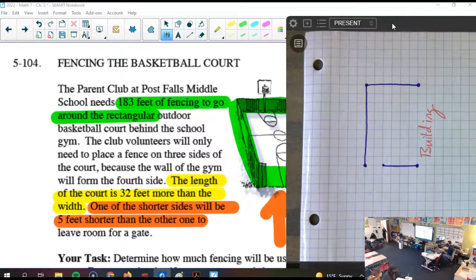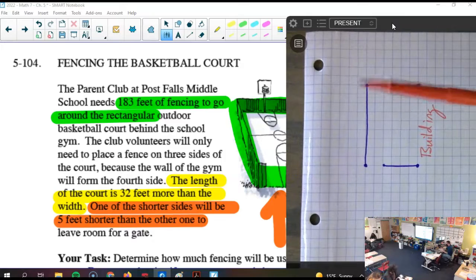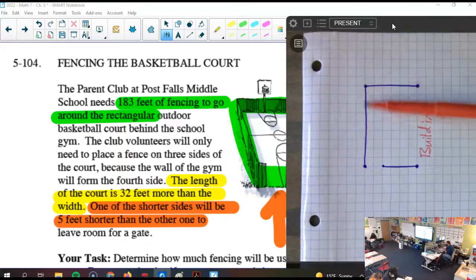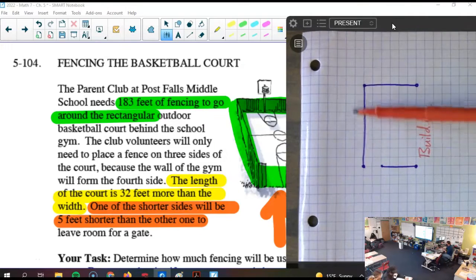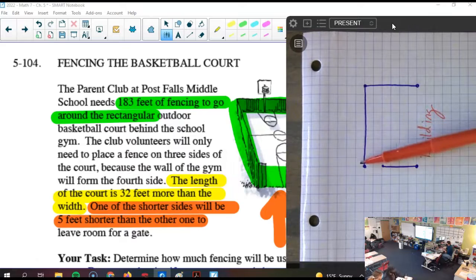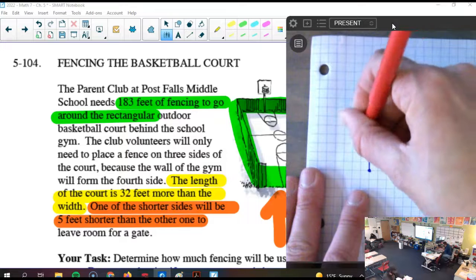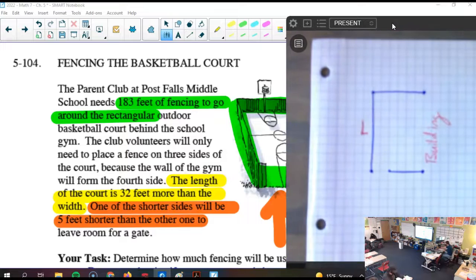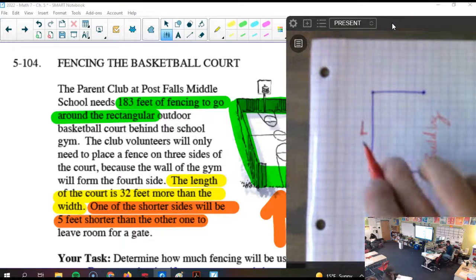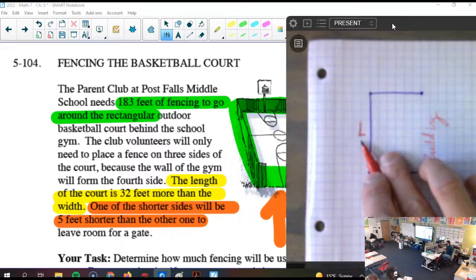You can keep working at your desks. I'm going to randomly see if people can help me out, though. Mia, this left side, the big one, would you call that the length or the width? That's the length because it's longer, right? So that's our L. So then, Lucas, if we called this side the length, where would I put my width?